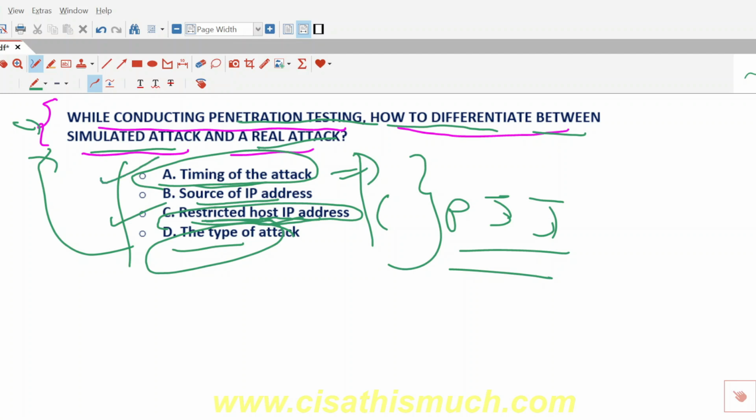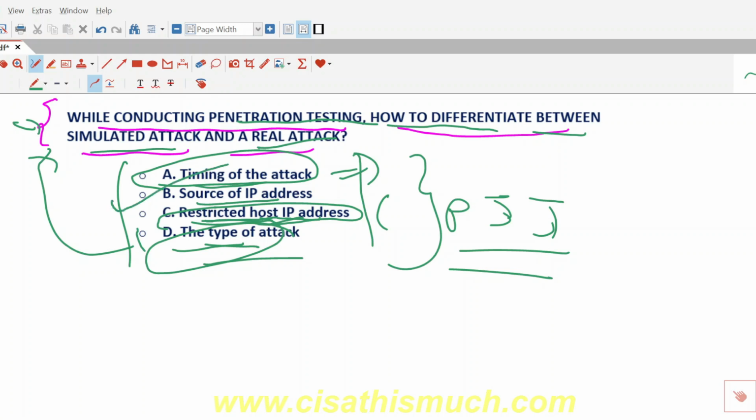Option number D is the type of the attack. What is the primary purpose? The primary purpose is to fulfill our requirements. As I've told you, let's say you want to check how aware our employees are, so we are doing a phishing simulation. Accordingly, the technique we are using depends on the client's requirements. So that is the primary purpose.